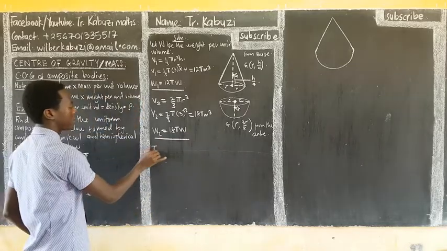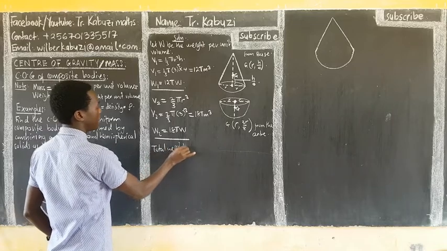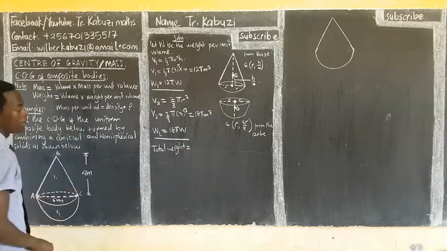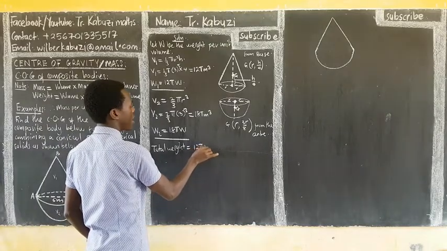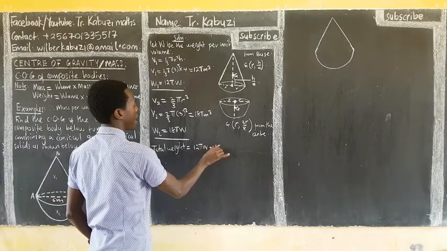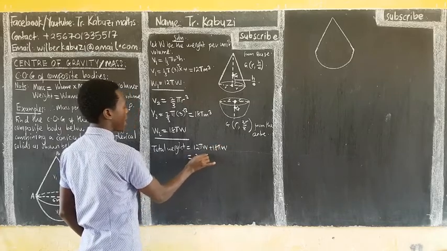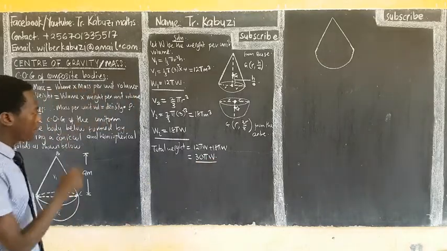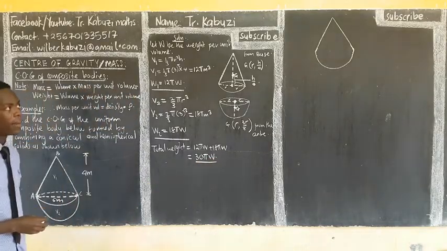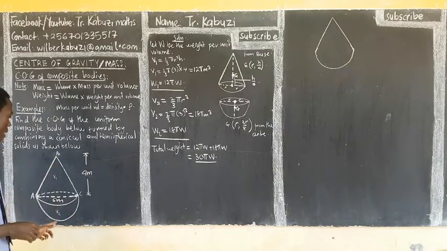Then our total weight of the whole solid, when you combine them, you shall get 12 pi W plus 18 pi W. This is going to be 30 pi W. Okay, now it's not giving us where we are going to determine. But you see, this thing is symmetric about the vertical axis.